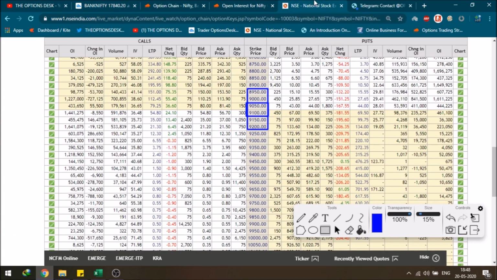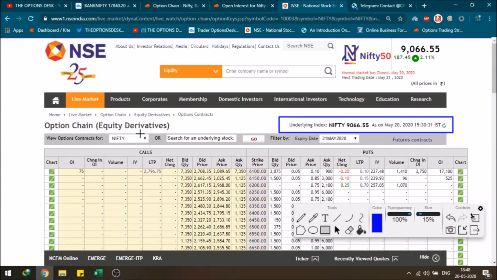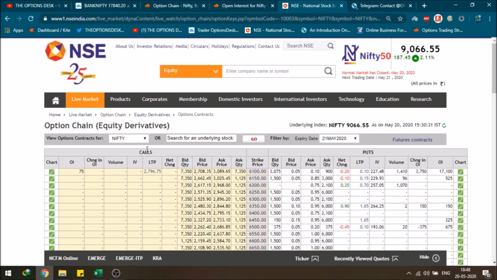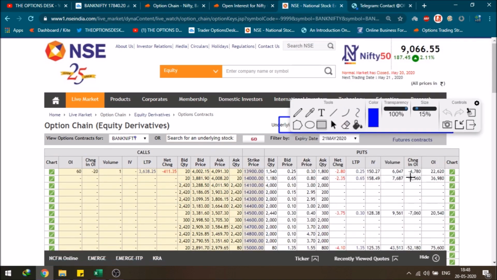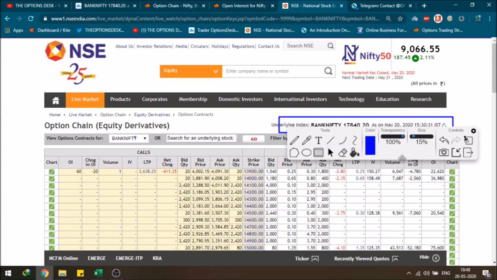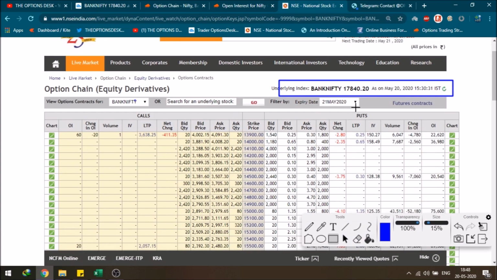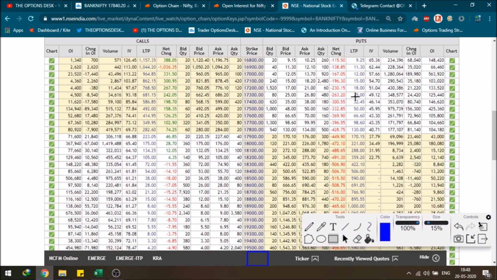So now let's go to the Bank Nifty. Just a moment. As you can see, the Bank Nifty expired at 17840. So we are somewhere at the money at this particular level, that is between 17,800 and 17,900.